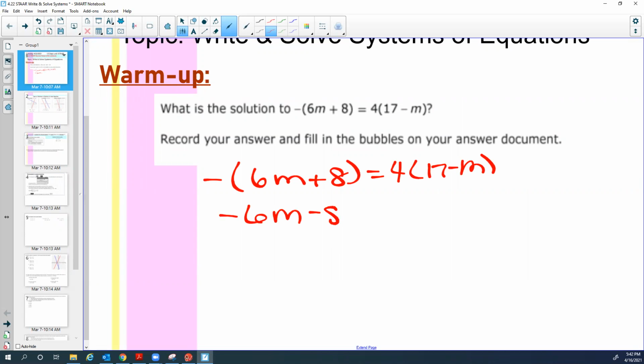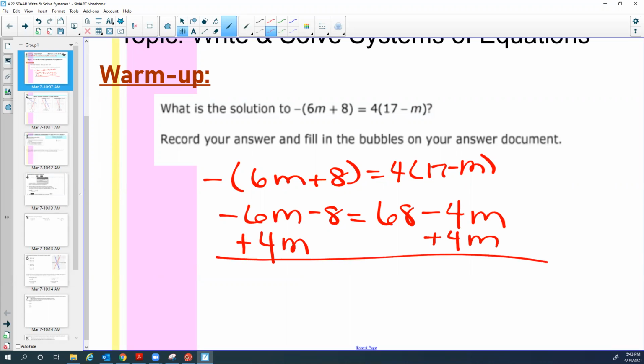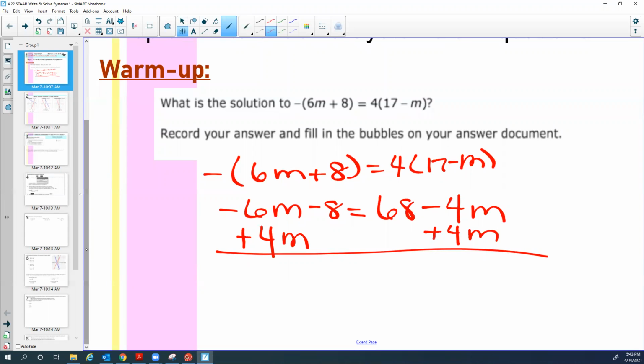Negative 6m minus 8 equals 4 times 17. That right there, I'm typing in my calculator so I can make sure I have the accurate number of 68 minus 4m. Now all my m's need to get to one side, my constants need to be on the other. I'm going to add 4m to both sides, so my m's are on the left. Doesn't matter which side you picked as long as you picked one side. Negative 2m minus 8 equals 68.